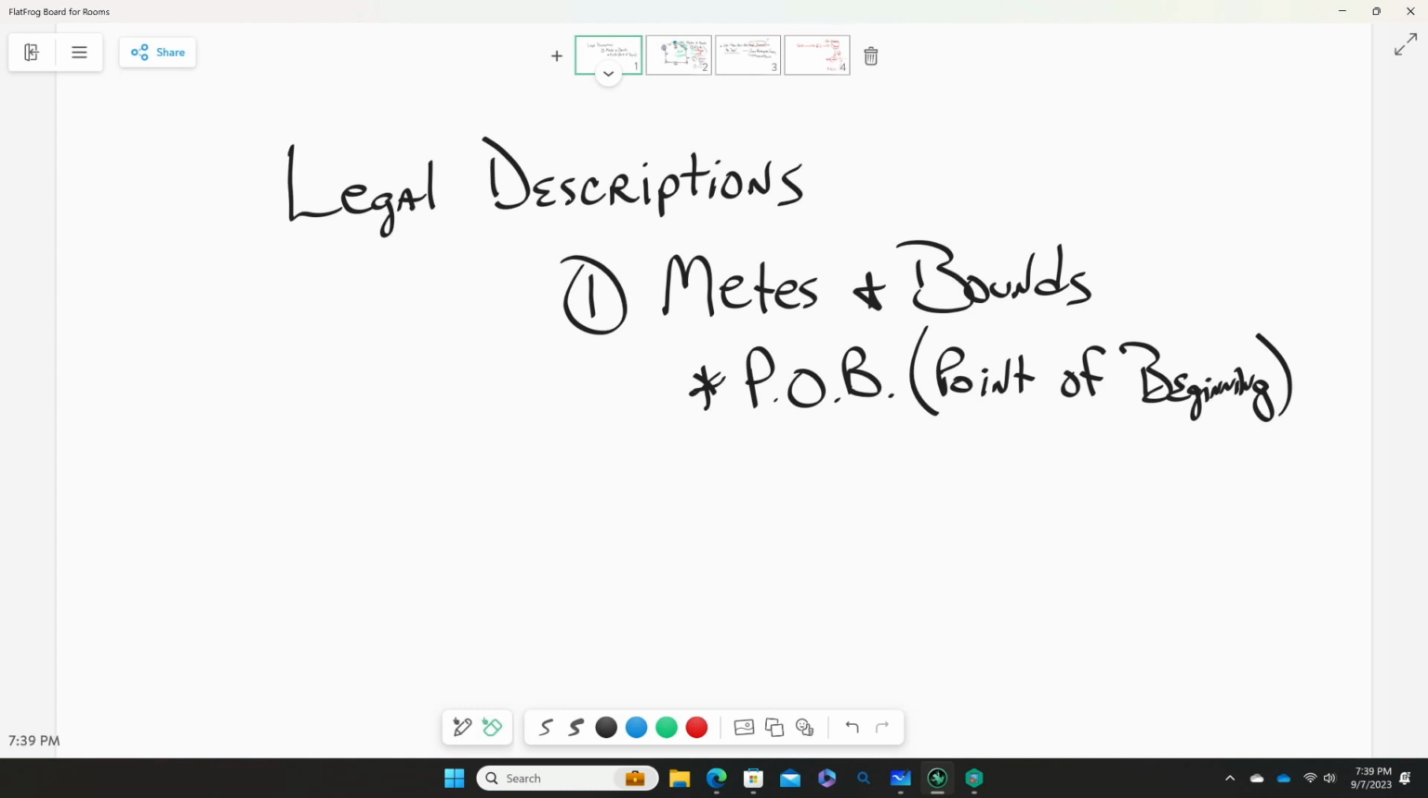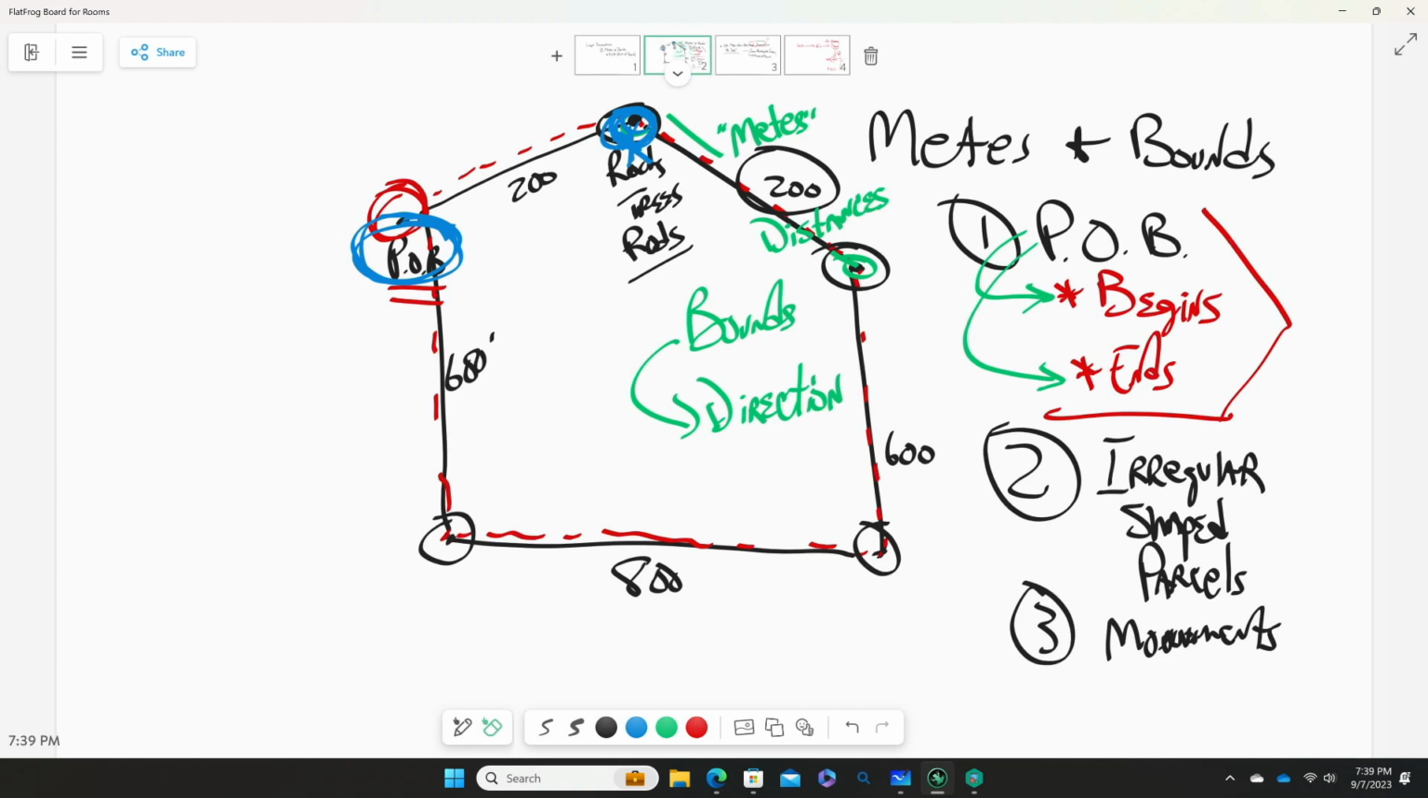So again, metes and bounds. Remember, it always begins and ends at the point of beginning. Ideal for irregular shaped parcels. Uses monuments that we talked about, which could be trees or rocks or rods or highway corners or whatever. The metes refer to distances, and the bounds refer to direction. It always has to begin and end at the point of beginning. You know all of that information there, you're going to be fine.